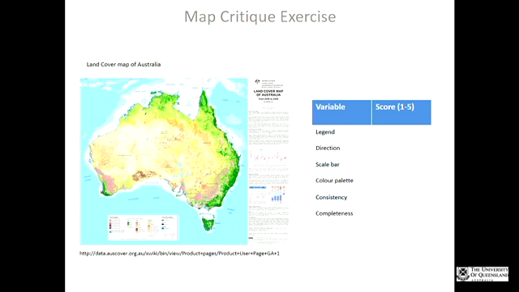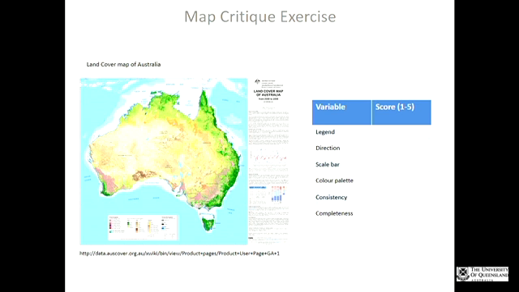Yep. So it's sort of different land uses, land covers, sorry, are distinguished with different colors quite well. Yep. Is it consistent? Yep. And complete? Yeah. Okay. So they pass. They did a good job. I mean, it's sort of, in some ways, this is a very complicated map.